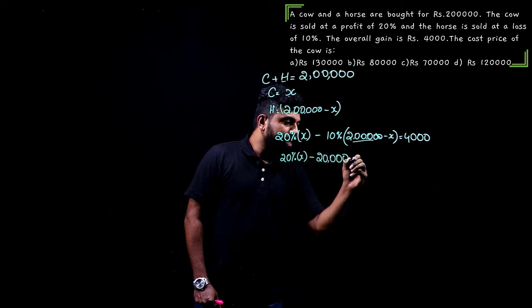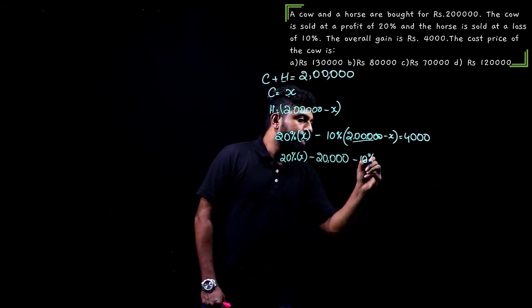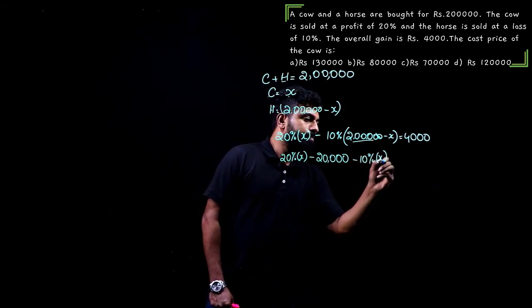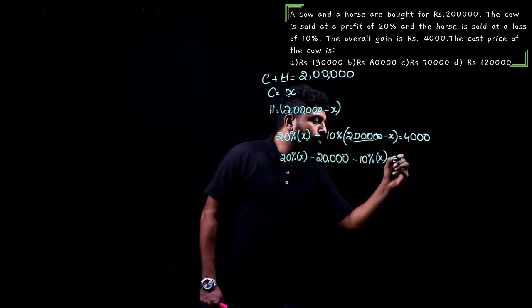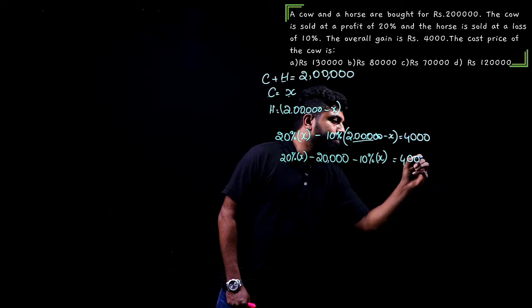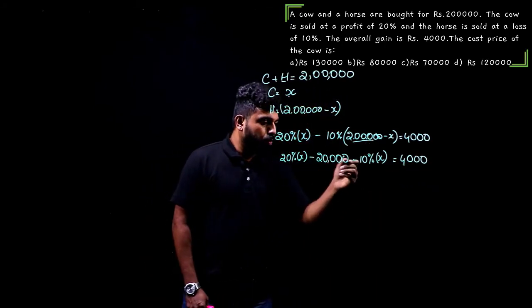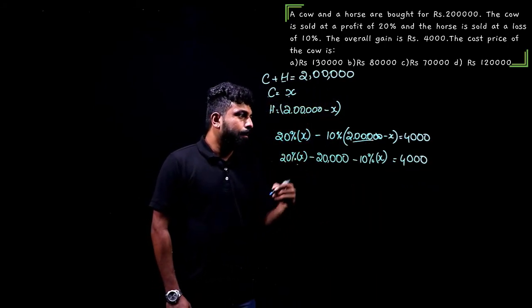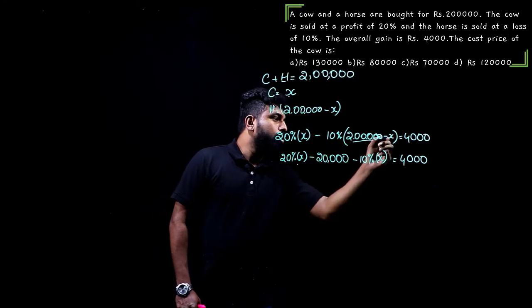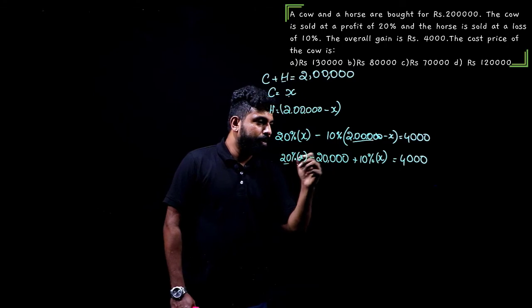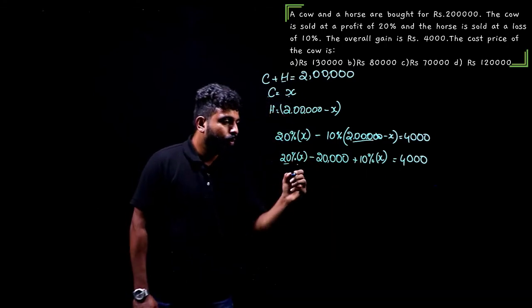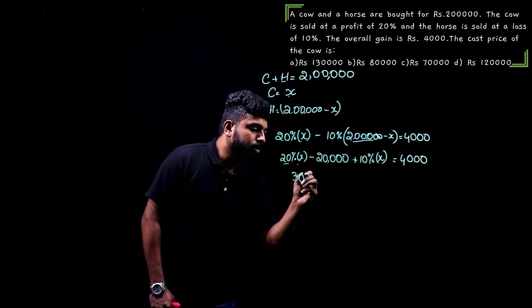20,000 minus 10% of X, which will be equal to 4,000 here. Now 20% of X minus... So here it is minus into minus, that is plus. So what do we get here? We get 20% of X plus 10% of X, which is nothing but 30% of X.